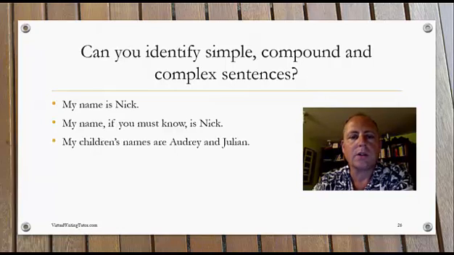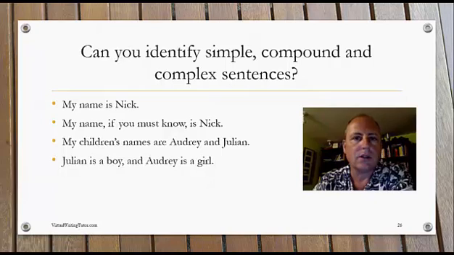My children's names are Audrey and Julian. Simple. Don't be confused by the and at the end. My children's names is the subject, are is the verb, Audrey and Julian comes as the complement. Julian is a boy and Audrey is a girl. Compound. Notice how Julian is the first subject, Julian is a boy, and Audrey is our second subject, Audrey is a girl. And the two sentences are joined together with comma and.